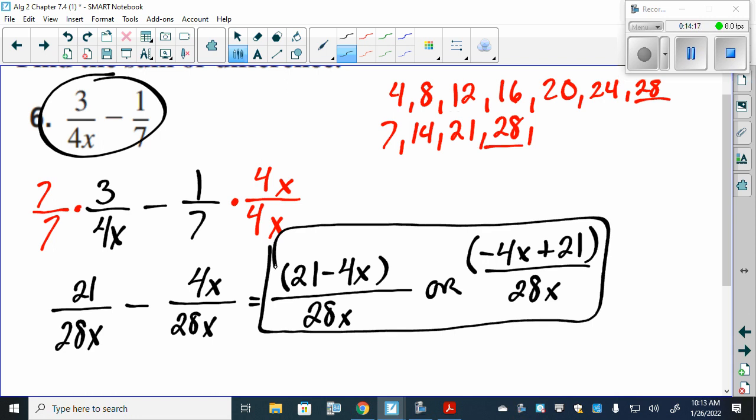Now the negative in front of the x, we'll leave it there. It's not going to be that big of a deal or importance. The only way I would worry about factoring the negative out is if the denominator was negative as well.